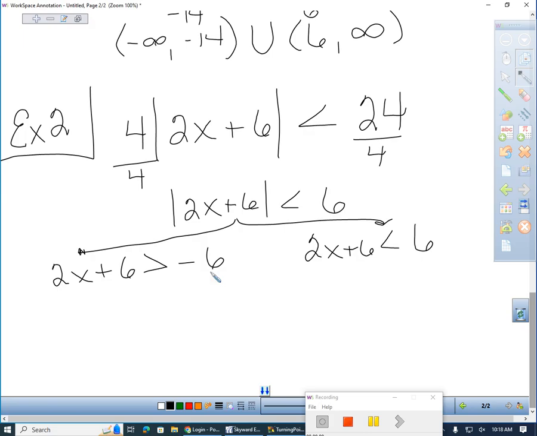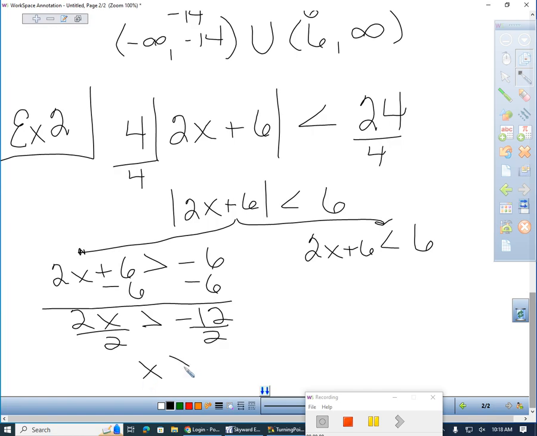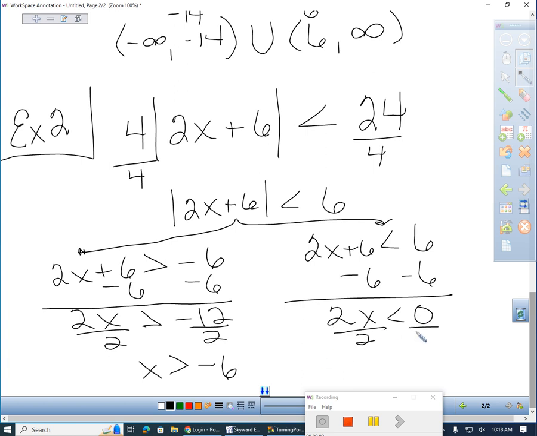All right, so we're going to start by solving over here. First, I subtract 6 from both sides. So I have 2x is greater than negative 12. Divide both sides by 2. And x is greater than negative 6. Let's go to this one. Subtract 6 from both sides. We get 2x is less than 0. Divide both sides by 2. And x is less than 0.